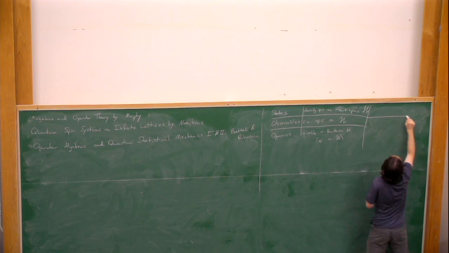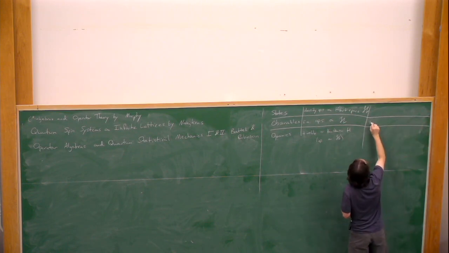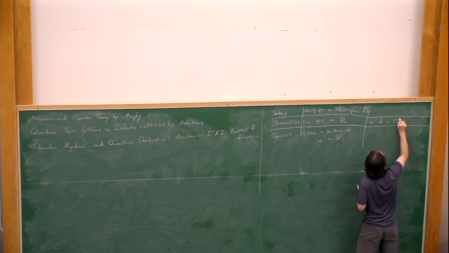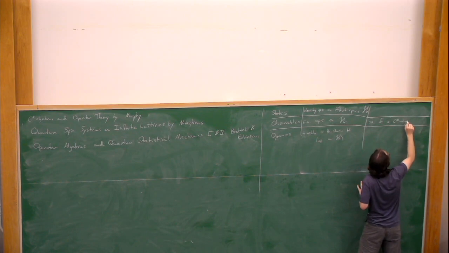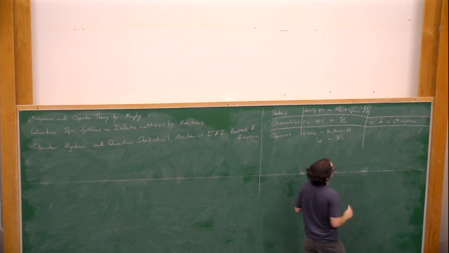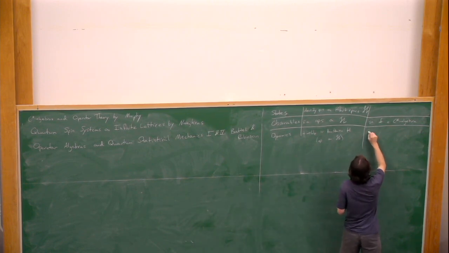And now we started filling out this table for the C-star algebraic formalism. The observables were self-adjoint elements now of a C-star algebra. And from Professor Sim's lecture, we know that the dynamics are now a one-parameter family of automorphisms of the C-star algebra.